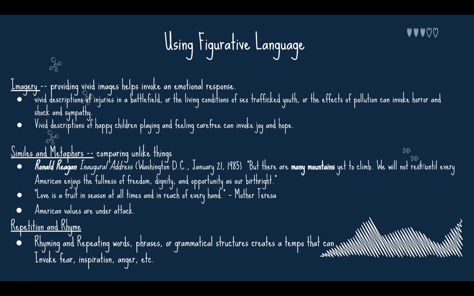Finally, repetition and rhyme. Rhyming words or repeating words, phrases, or grammatical structures creates a tempo or a rhythm that can really evoke emotion in the audience, can help you feel inspired or afraid or angry, just the repetition of different sounds or different words. One of the most common examples of using repetition is Martin Luther King Jr.'s "I Have a Dream" speech. He repeats that phrase, "I have a dream, I have a dream, I have a dream," which is very inspirational to use as a structure in his persuasive speaking there.